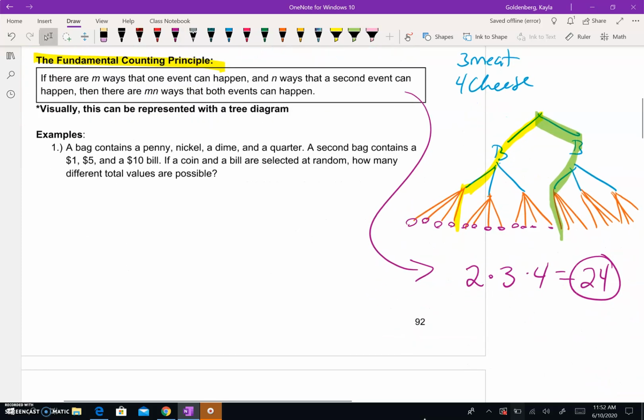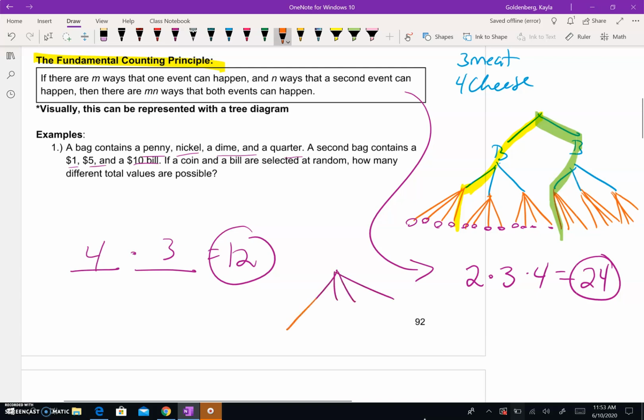So here is an example. If a bag contains a penny, a nickel, a dime, and a quarter, a second bag contains $1, $5, and a $10 bill. If a coin and a bill are selected at random, how many total different values are possible? So remember, you have your first choice and your second choice. Your first choice has 1, 2, 3, 4 different amounts. Your second choice has 1, 2, 3 different amounts. So there would be 12 different possible pickings that you could do. Remember, the tree diagram would give us a different way of seeing it. You could see your 12 using a more visual method if you prefer.